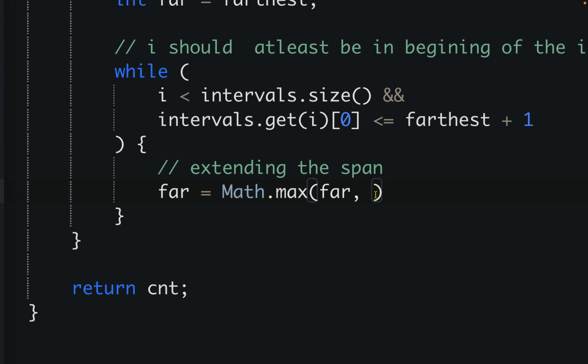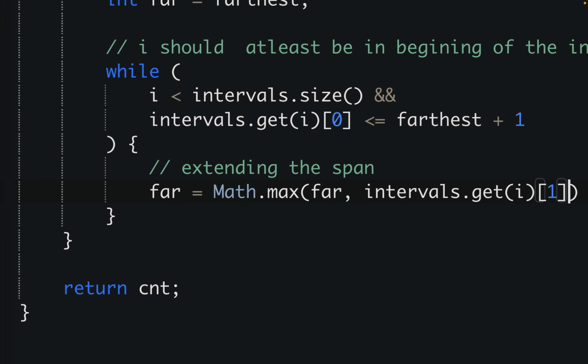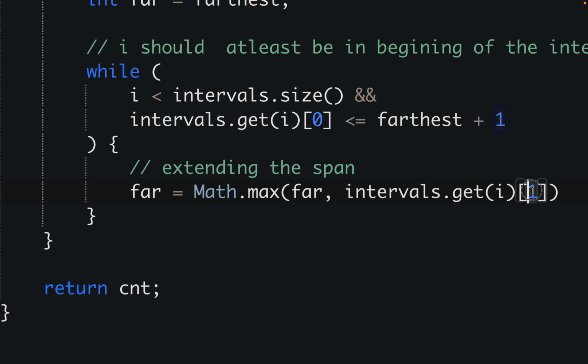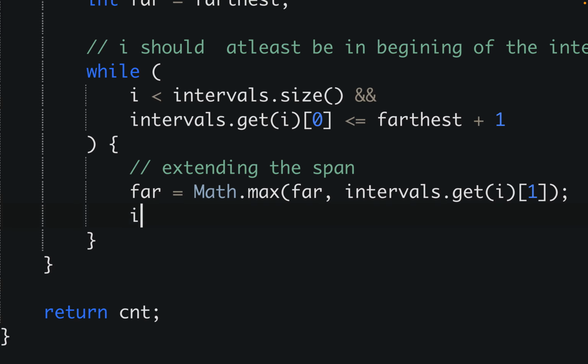So if this interval can get me to, I don't know, intervals.get(i).get(1), this is the ending point. So the interval can get me to this ending point. I'm happy. My far is again way beyond. Far is extended. I have covered this interval. Let me go to the next interval, i++.